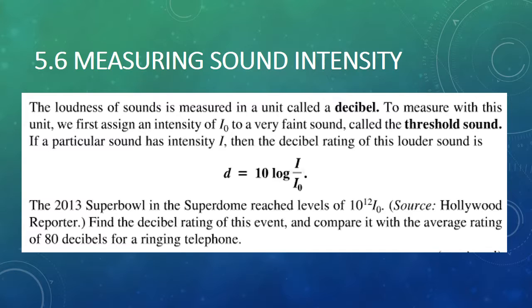The 2013 Super Bowl in the Superdome reached levels of 10 to the 12th times I sub 0. Find the decibel rating of this event and compare it with the average rating of 80 decibels for a ringing telephone. All right, pause the recording and give this a try and resume to check your answer.